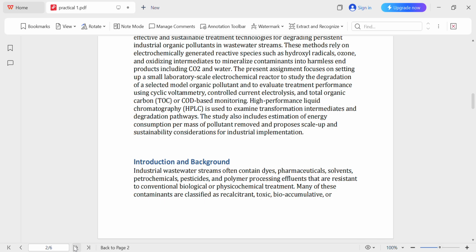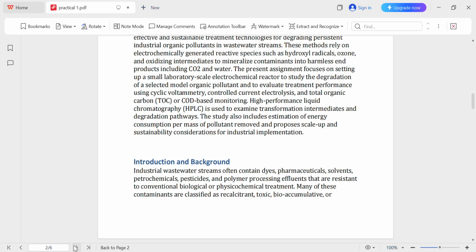Next is the introduction and the background. Industrial waste streams often contain dyes, pharmaceuticals, solvents, petrochemicals, pesticides, and polymer processing effluents that are resistant to conventional biological and physicochemical treatments. This means wastewater from factories often has dyes, medicines, chemicals, plastics, and pesticides. These pollutants are hard to remove using normal water treatment methods like biological or chemical processes.